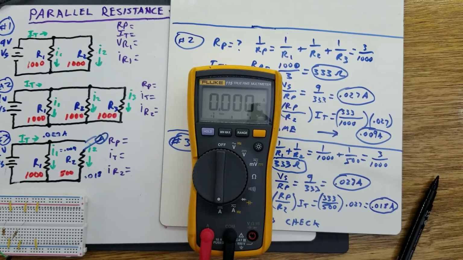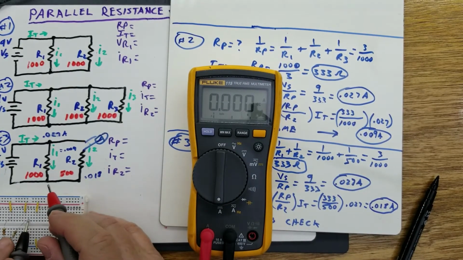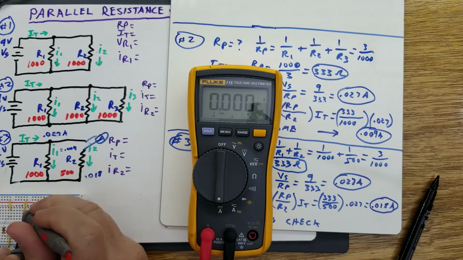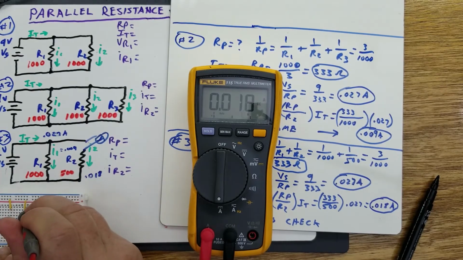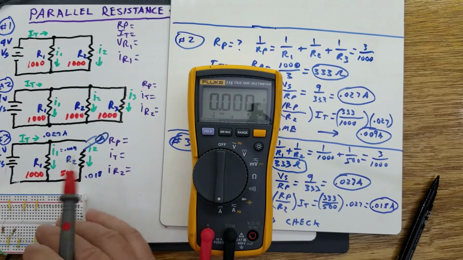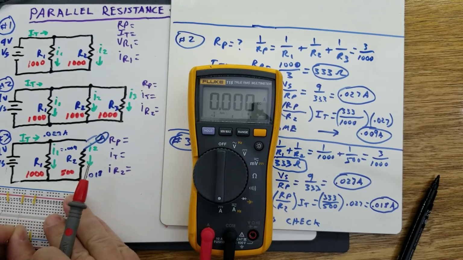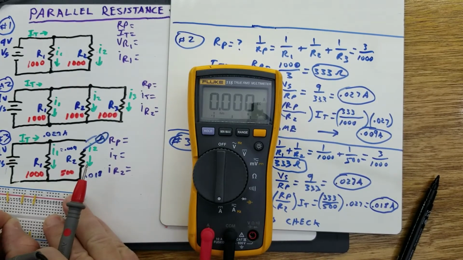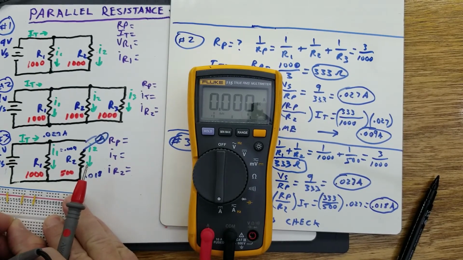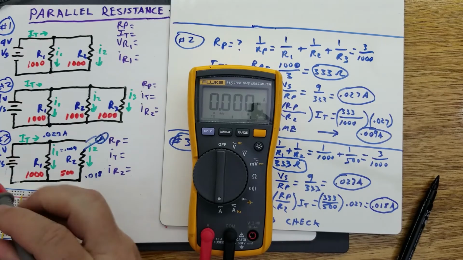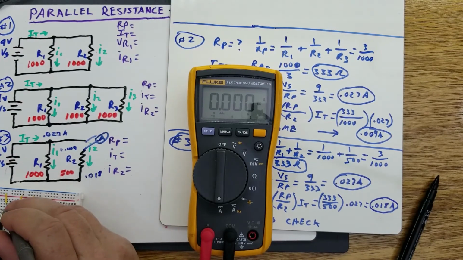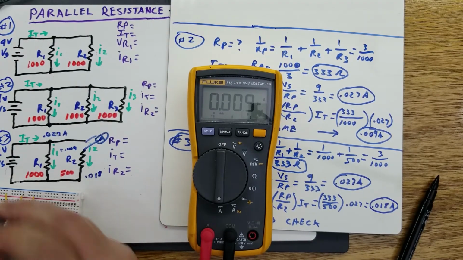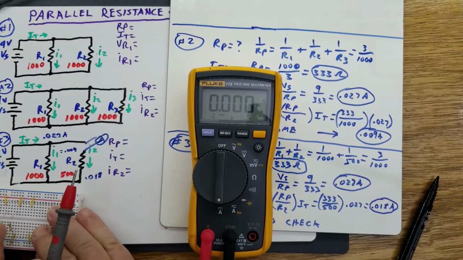I hope you can see that. So we should get 0.018 amps going through there. And let's go ahead and measure the other one while we're at it. We should get about 0.009 amps. And that's what we get, 0.009 amps, right on the money.